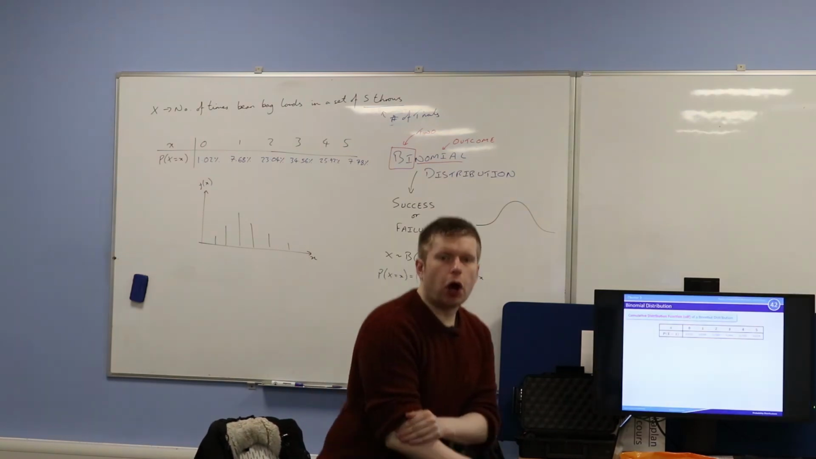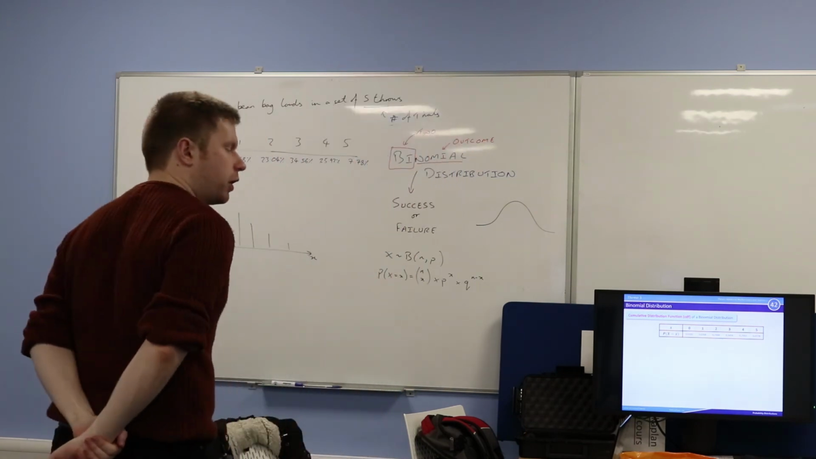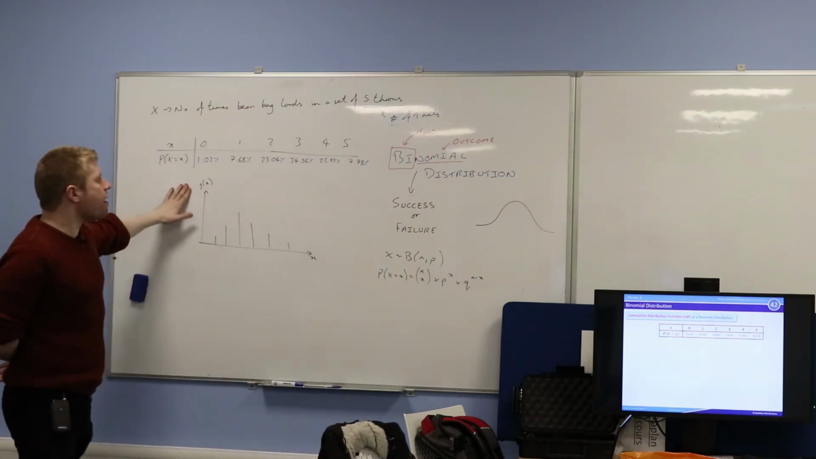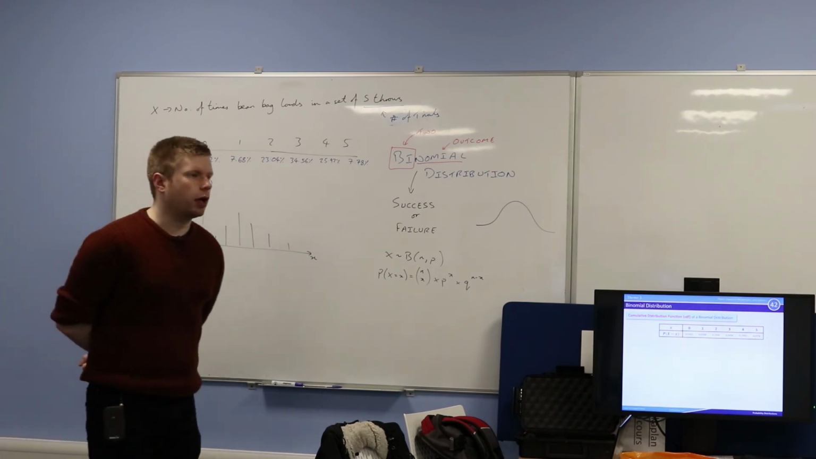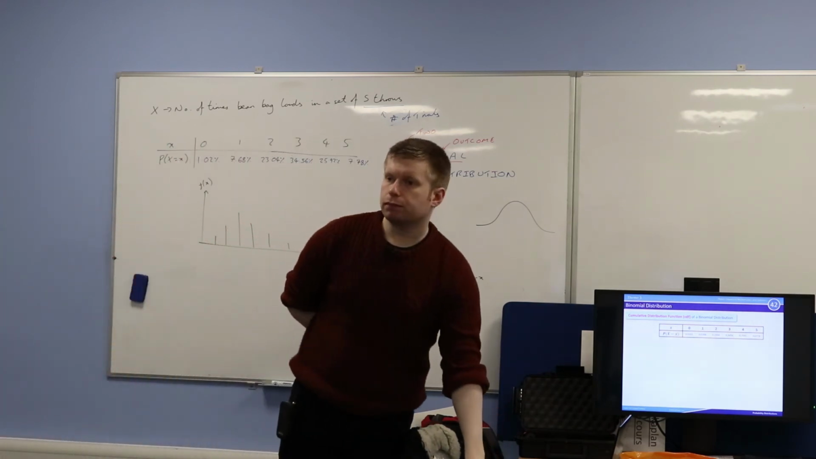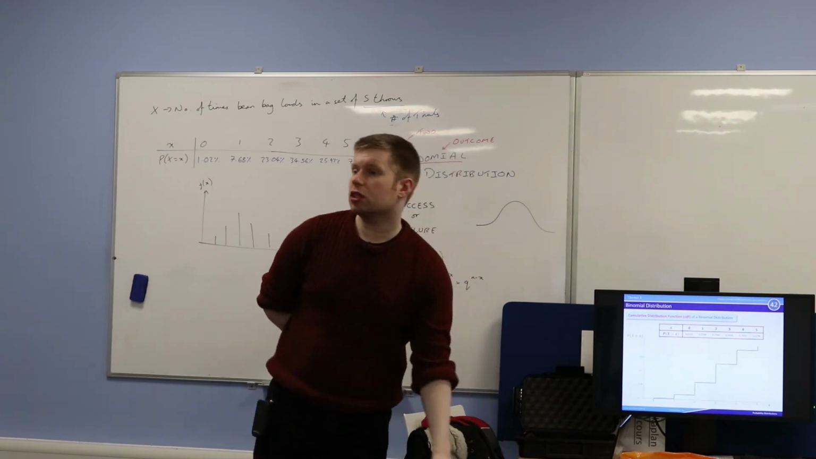Nope. So, just very quickly then, what do you think the cumulative distribution function is going to look like? This is the PMF, the probability mass function. What do you think the cumulative distribution function is going to look like? Any ideas? It's going to be a step. It's going to look something like that.